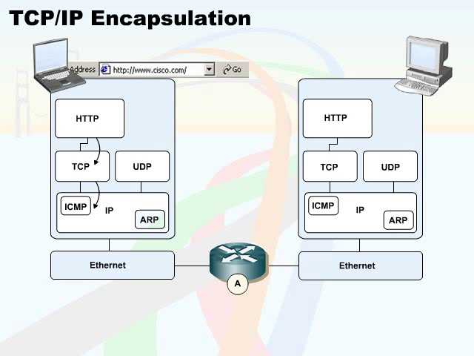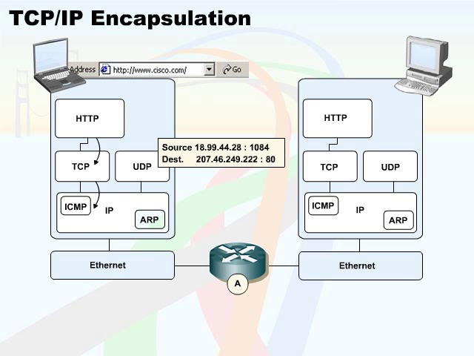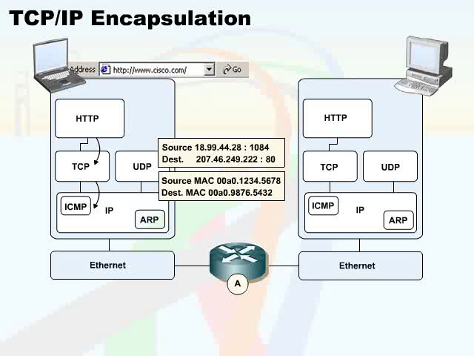I am now ready for encapsulation. I've got a source IP, a destination IP, a source port, and a destination port. I've identified my application that's being used. I've got a source MAC and a destination MAC. I'm ready for encapsulation. This is what really happens in a TCP/IP conversation.